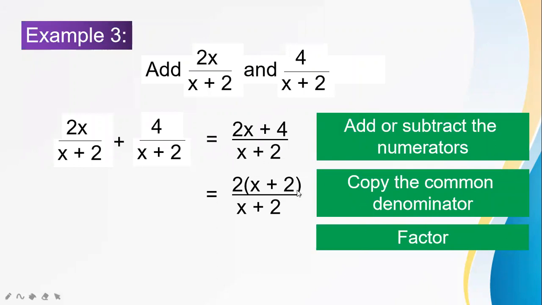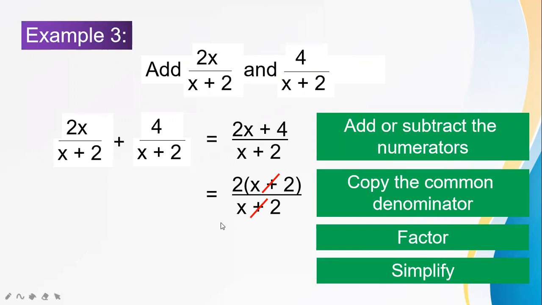And then after that, you cancel the common factor. So this will be your common factor, x plus 2. Then we have x plus 2 cancel out. And therefore, simplify, the answer will be 2. So again, 2 quantity x plus 2, then over x plus 2. So cancel out the common factor, then simplify, the answer is 2.